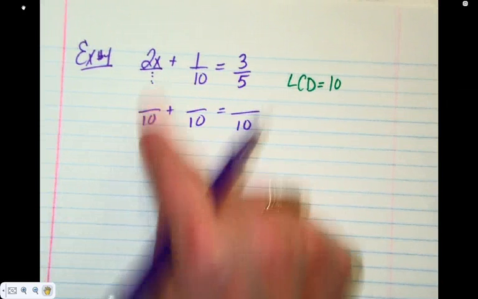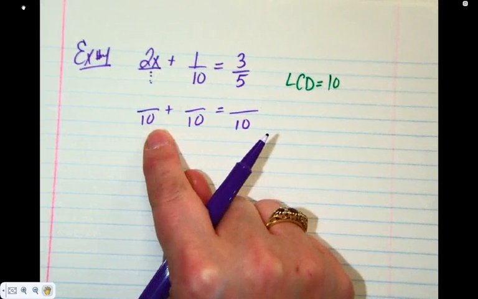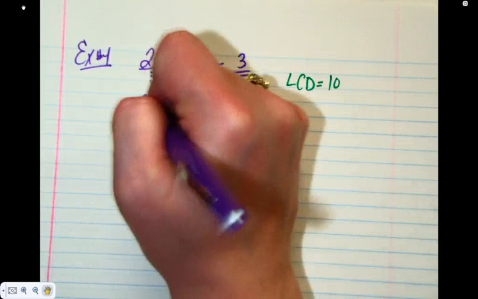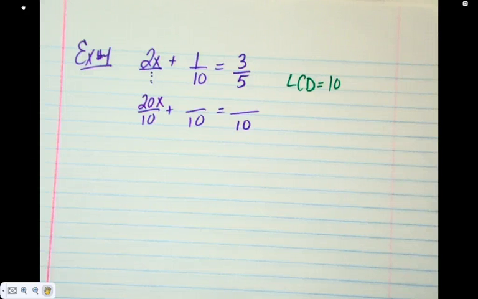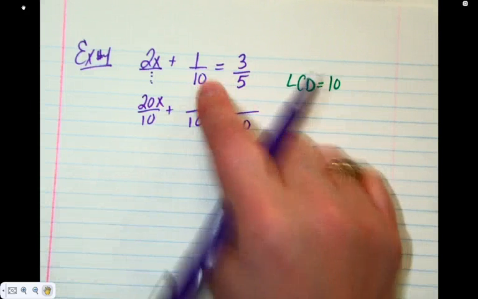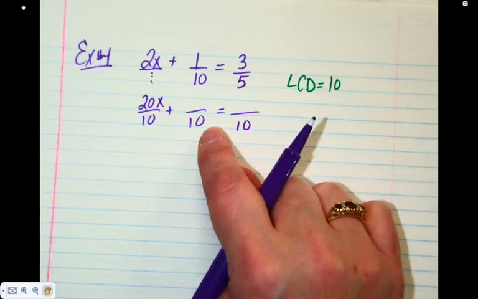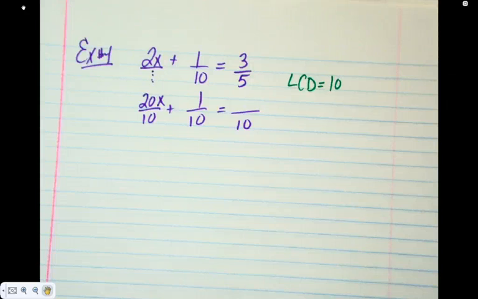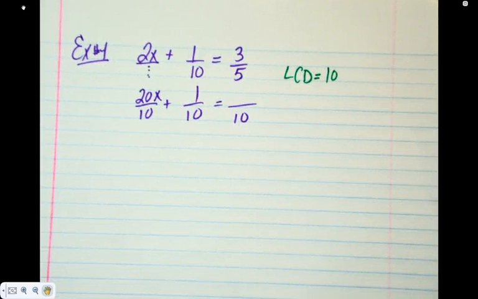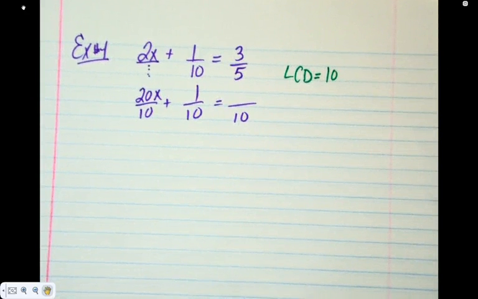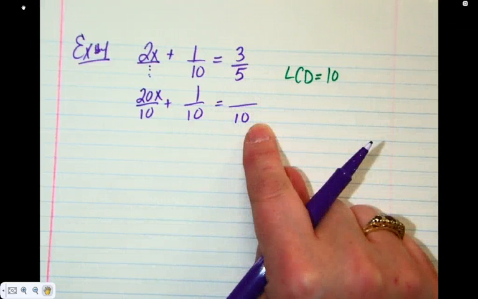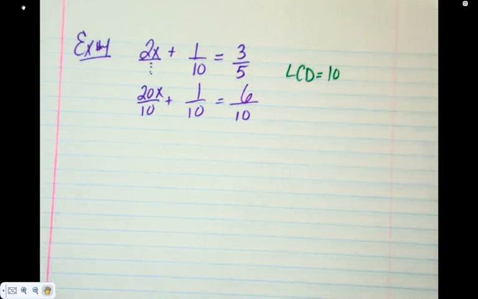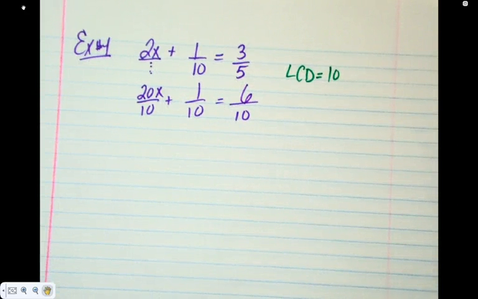How do I change a 1 to a 10? What do I multiply by? 10, so 2x times 10 is 20x. What do I multiply 10 by to get 10? 1, so 1 times 1, 1. It means that second fraction didn't change. What do I change 5 into to get 10? 2, so 3 times 2, 6. There's step number 1, put each term over the lowest common denominator.